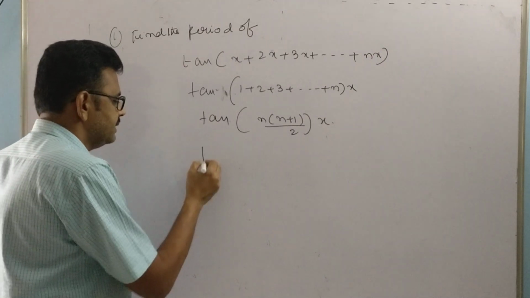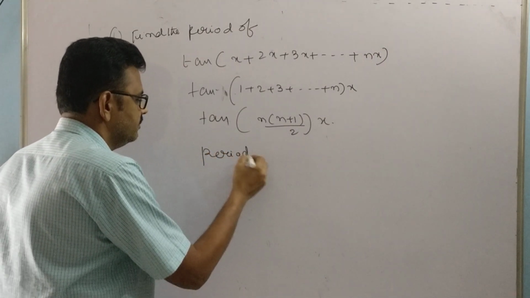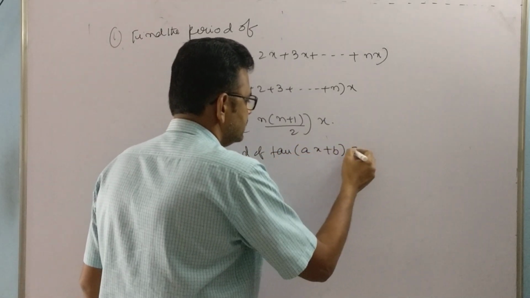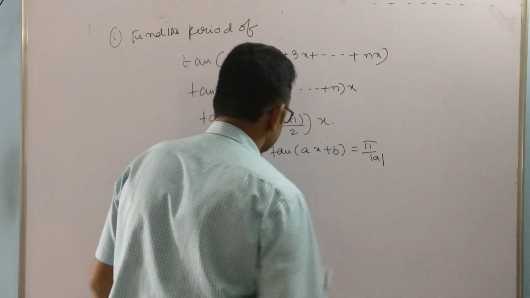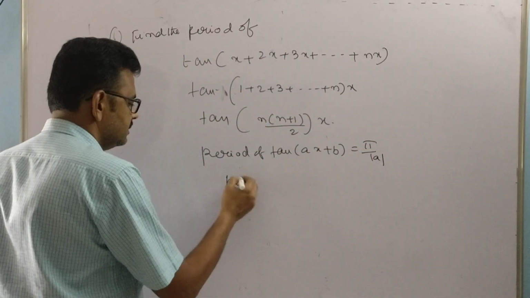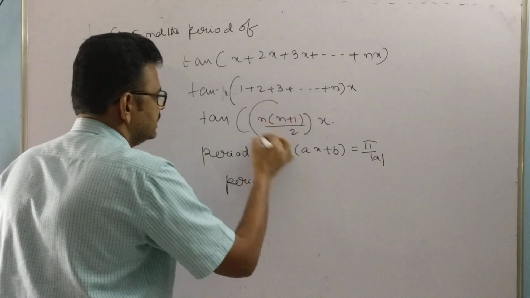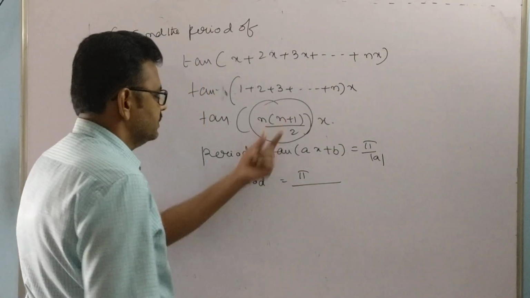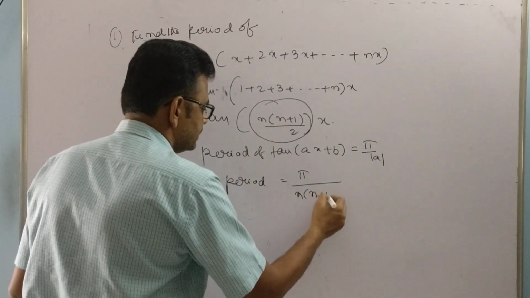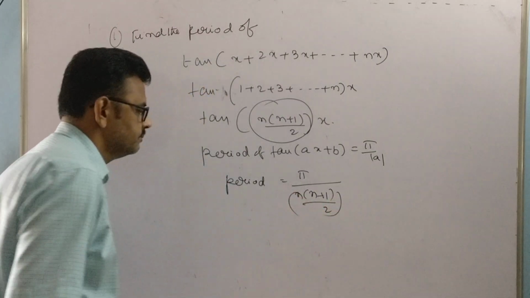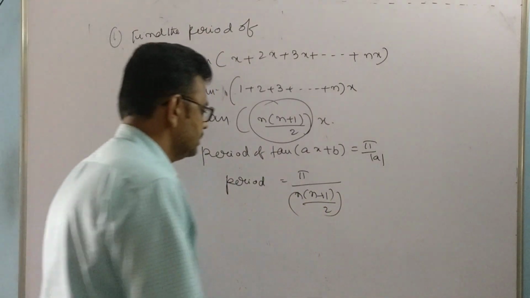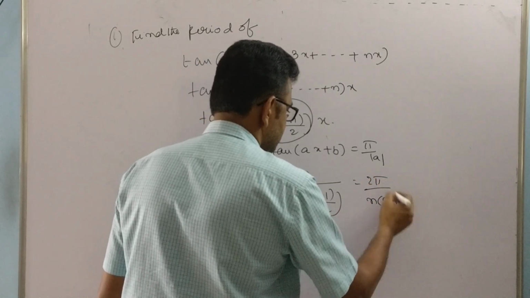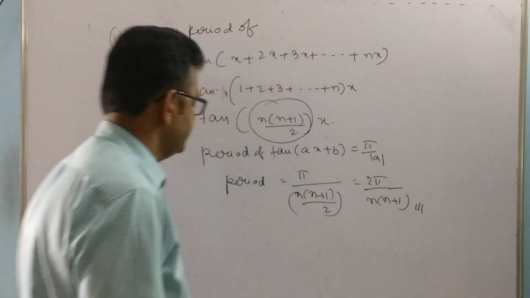Now what is the period of tan x? Period of tan of ax plus b is equal to pi by mod a. Now here this whole thing is a, so pi by a, where a is n into n plus 1 by 2. The period is equal to 2 pi by n into n plus 1. That is the period.